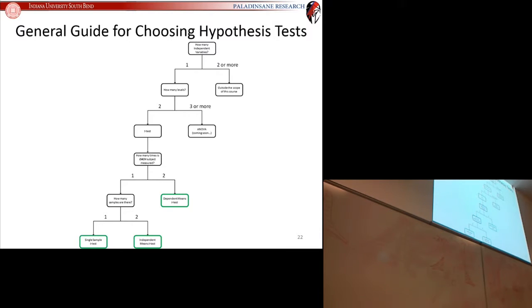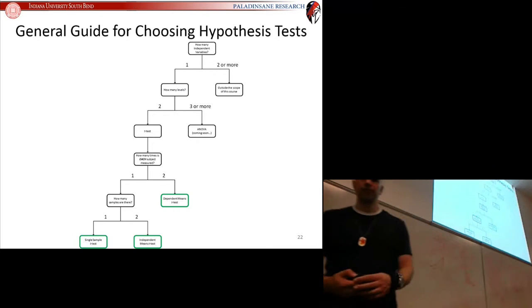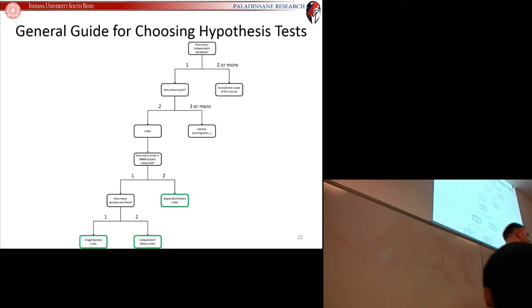So you can just start by taking a look at how many times each subject is measured. If it's two, you're done. You're doing a dependent means t-test. If they're only measured one time each, how many samples are there? If there's one, single sample t-test. If there's two different samples, we're doing an independent means t-test. All right, so any questions on that tree or that series of decisions?